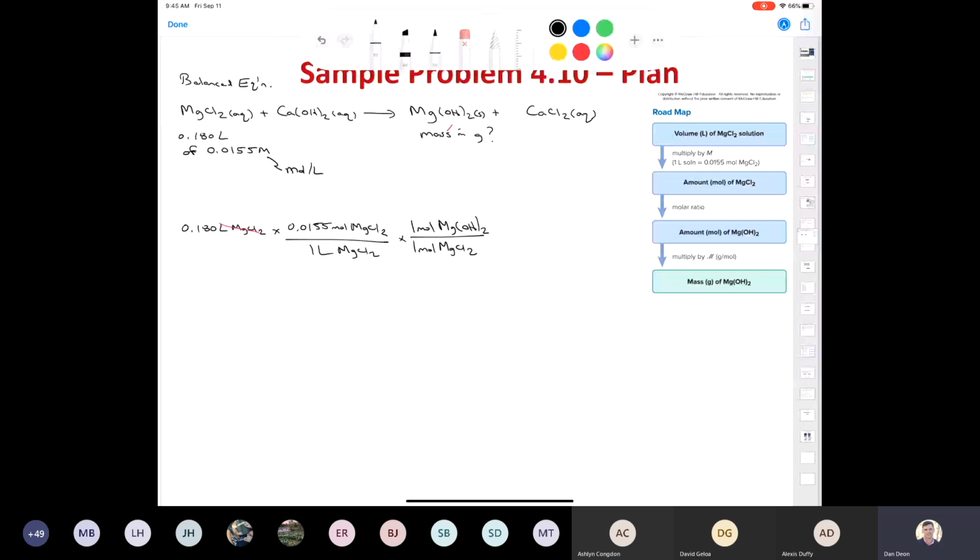I'm going to break this one up a little bit. Normally I don't like to do this, but I'll do it just to try. If we were to stop right here, you can see that liters cancel out, moles of MgCl2 cancel out. So we have 0.18 multiplied by 0.0155. That gives us 0.00279. And then I'm going to multiply that by 1/1. So I end up with 0.00279 moles of Mg(OH)2. It's asking me for the mass in grams of magnesium hydroxide.